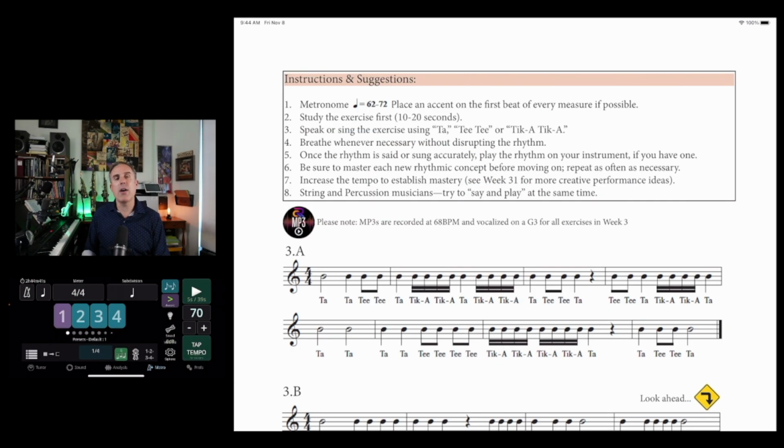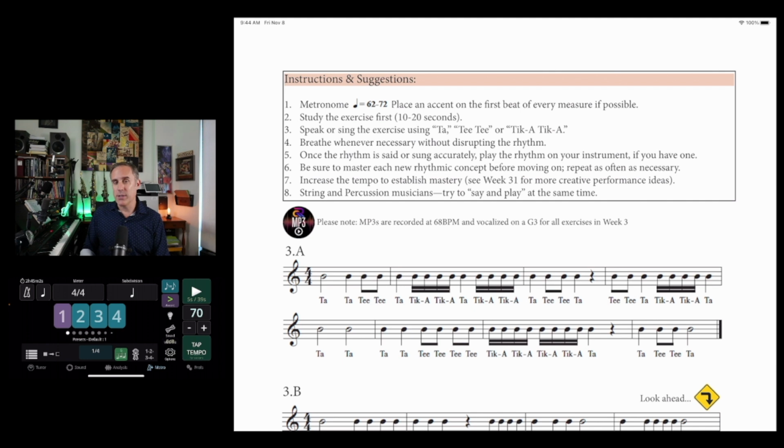Okay, so here we are in week 3 at the first exercise. As I said in week 2, it's really important that you go check out week 1, where I go over in some great detail how to use the instructions and suggestions that precede each group of exercises in each week or chapter of my book. You can, of course, pause the video now and go through them on your own.